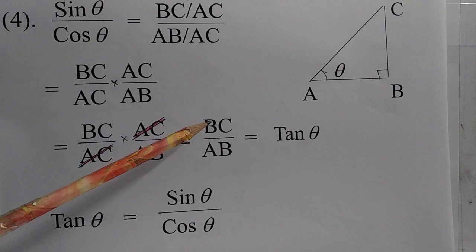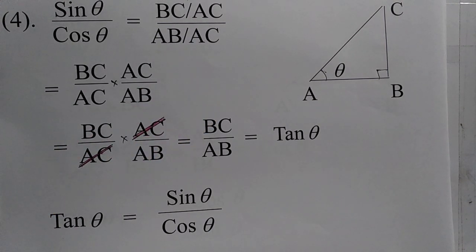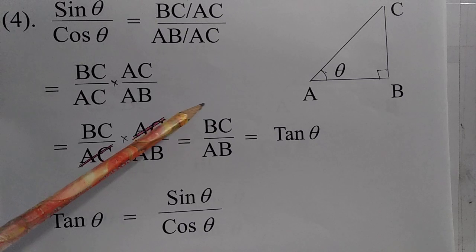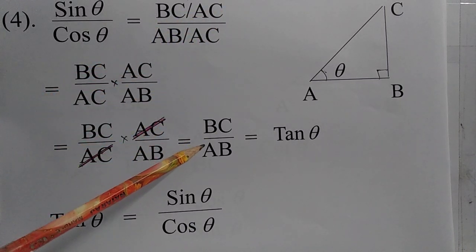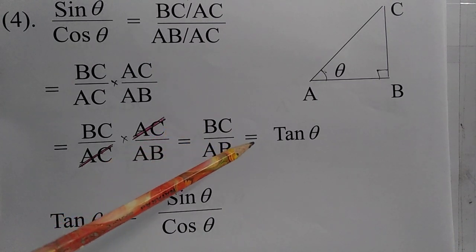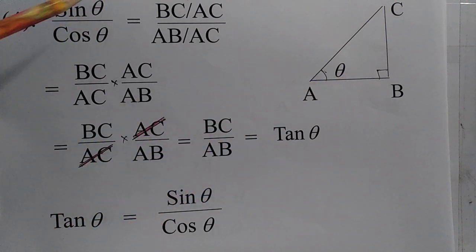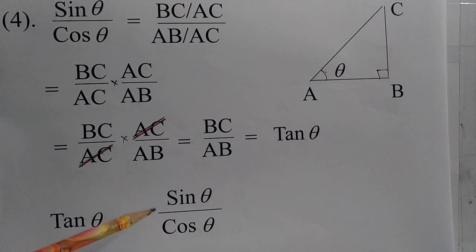BC by AB. BC is the opposite side to theta and AB is the adjacent side to theta. So BC by AB is equal to tan theta. So tan theta equal to sin theta by cos theta. Note down this relation.